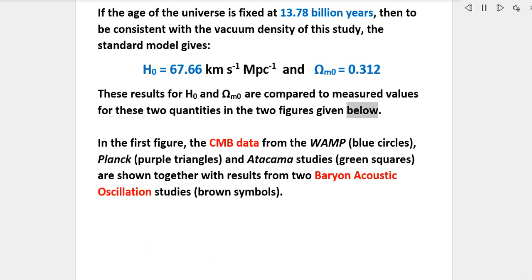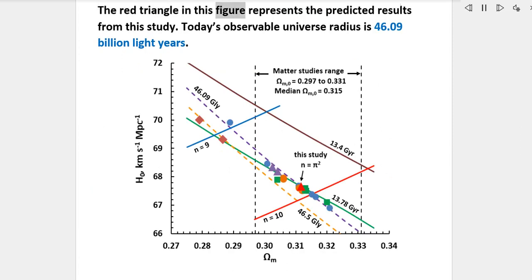given below. In the first figure, the CMB data from the WMAP, blue circles, Planck, purple triangles, and Atacama studies, green squares, are shown together with results from two baryon acoustic oscillation studies, brown symbols. The red triangle in this figure represents the predicted results from this study. Today's observable universe radius is 46.09 billion light-years.